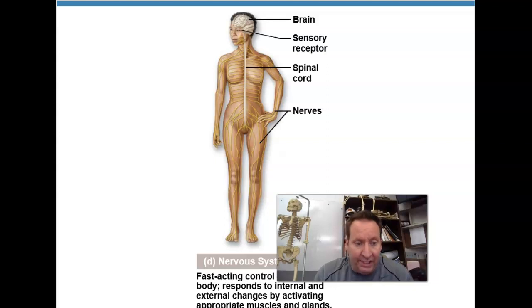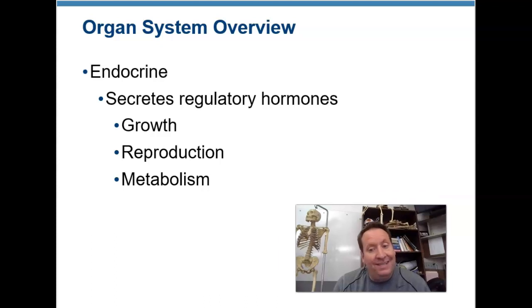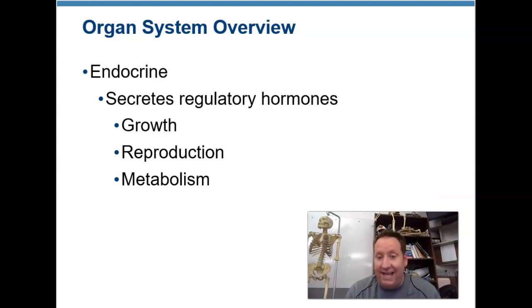The next organ system that we have is the endocrine system. Now, the endocrine system is not as fast as the nervous system. It's a lot slower, but its effects are a lot longer lasting.